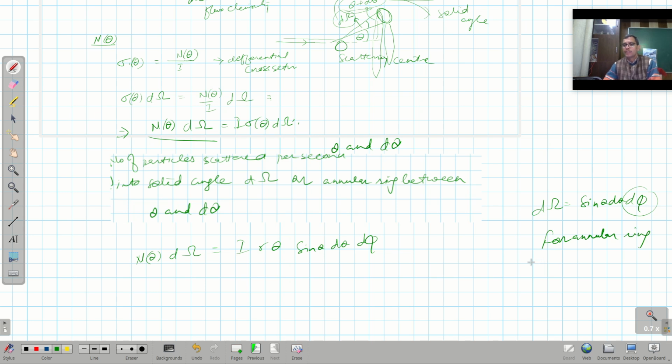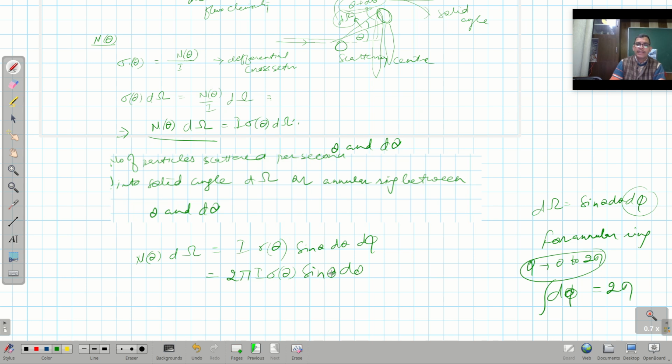phi varies from 0 to 2 pi. So therefore I can simply integrate d phi for the one annular ring, and it is equal to 2 pi. So I simply put 2 pi here. Therefore this is equal to 2 pi I sigma theta sine theta d theta. That's what I'm getting here. So therefore I can derive the total cross section from here also.